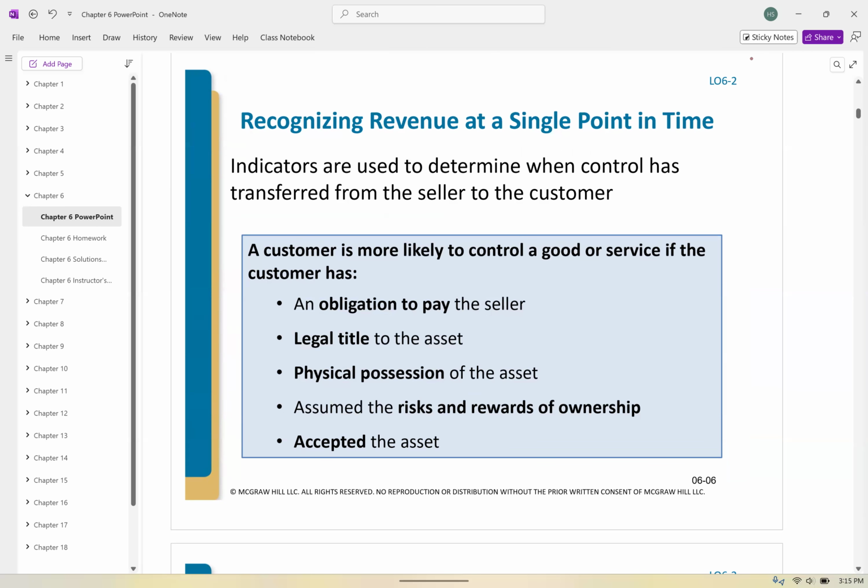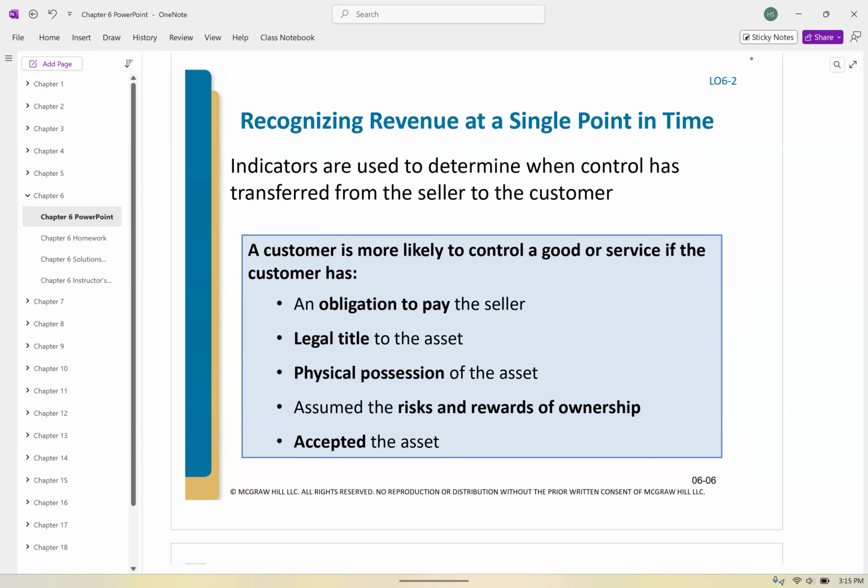So, recognizing revenue at a single point in time. We know revenue has been earned by some key factors here. The customer has control of the good or service, an obligation to pay the seller has happened, legal title to the asset, physical possession of the asset, and the customer has assumed all the risk and rewards.